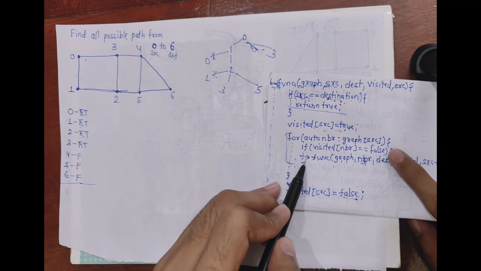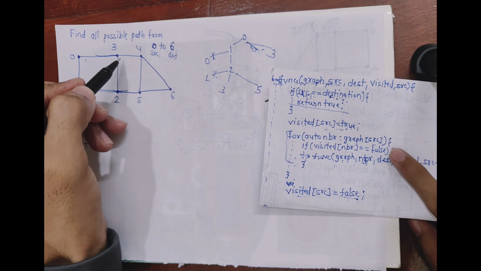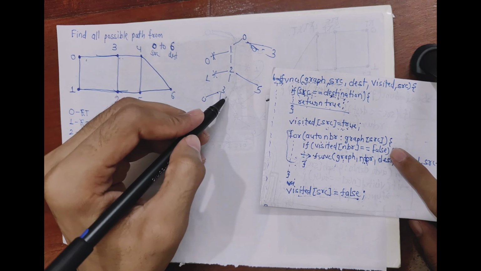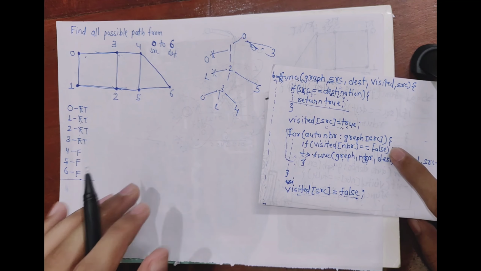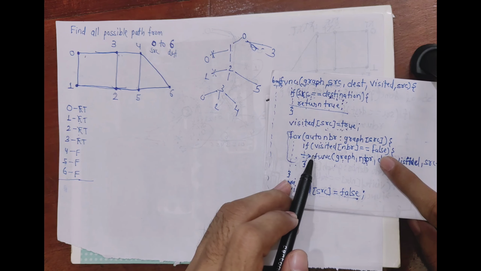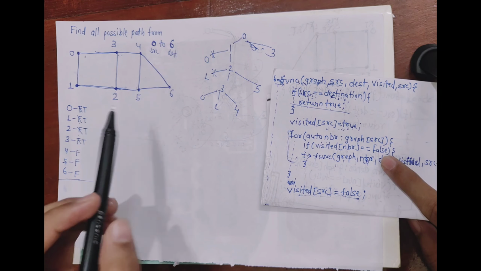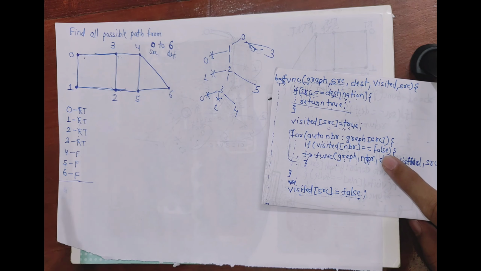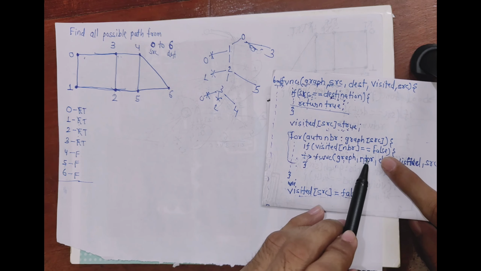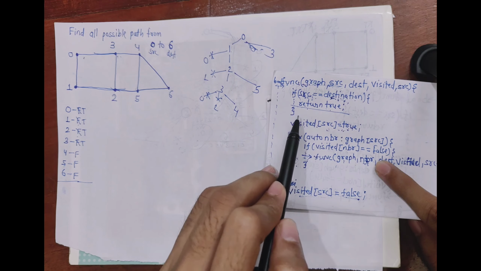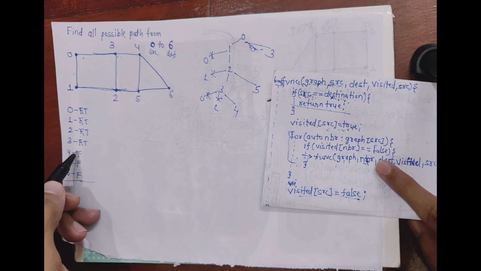Now we have to check its neighbors. So 3's neighbors are 0, 2 and 4, right? Now again we came to this point. Now we have to check which neighbor is false. So 0 is true, this will not work. 2 is also true, this will not work. 4 is false, right? So we are able to do a recursive call making 4 as a source node. So source becomes 4, 4 is not equal to 6, this will not work. Again we have to set 4 as true.